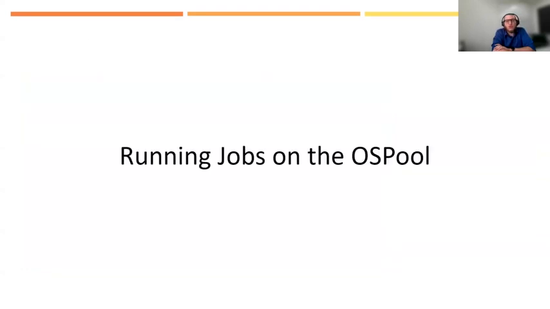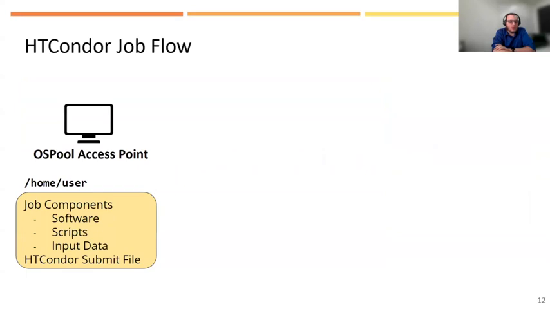All right, so running jobs on the OSPool using these contributors is going to involve high throughput computing. For high throughput computing, we use software called HTCondor, which is designed for it. It starts with an access point, where you sign in and prepare some information about your job: the components of the job, what software you want to use, what scripts you want to use, is there any input data? And you wrap all this information up into an HTCondor submit file.